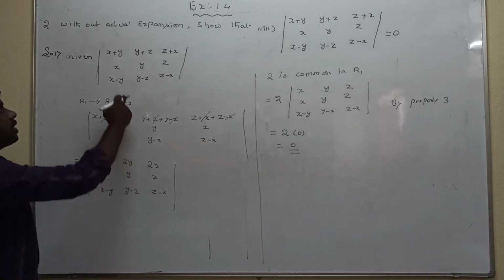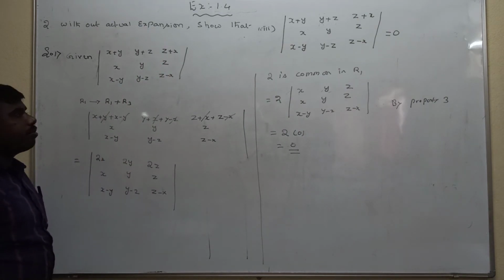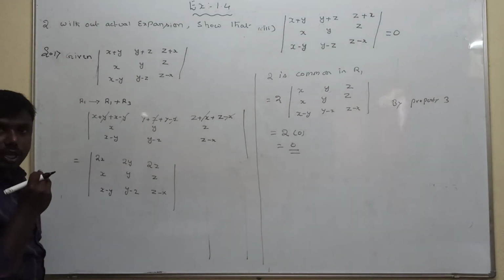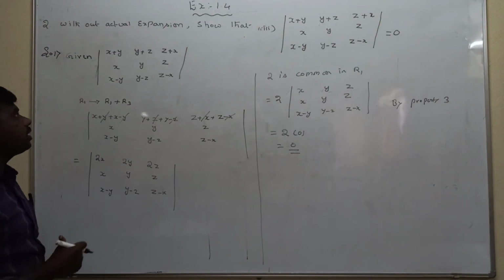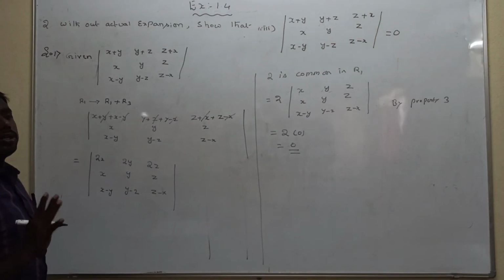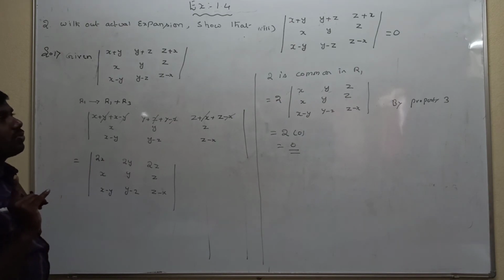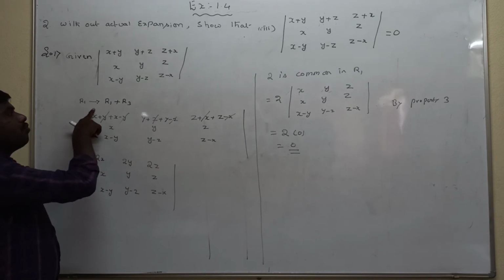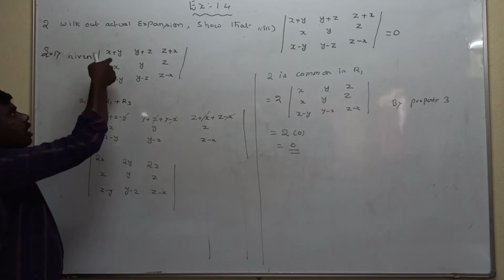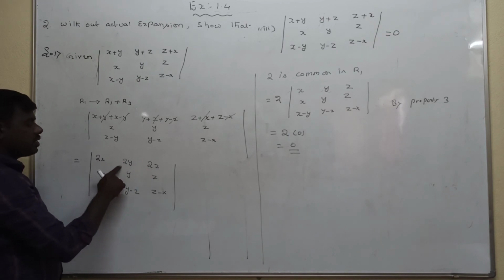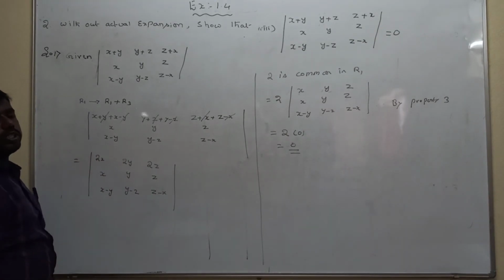Different variables are there. The second row also has all different variables. The third row also has different variables. By using a row operation or column operation, we make all the elements of a row or column equal. That's why step 1: what is the first condition? We have to prove that some row or column is equal. By using the row operation R1 changes to R1 plus R3, we get 2x, 2y, 2z. In this, 2 is the common element.